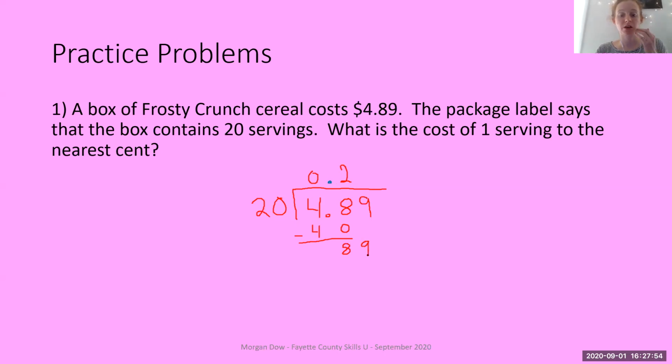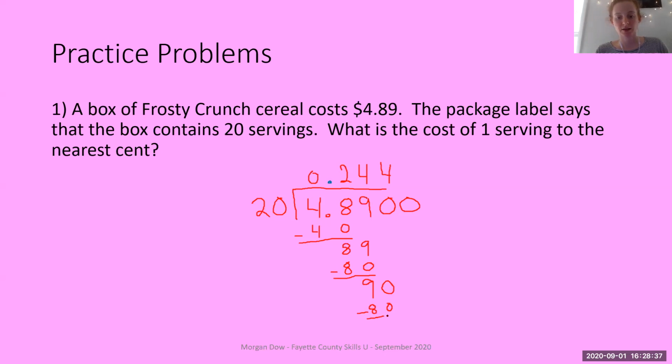How many times does 20 go into 89? It goes in 4 times. 4 times 20 is 80. Subtract. 9 left over. So we need to keep dividing. In order to keep dividing, we need to have numbers to bring down. So we add some zeros here to work with. You add as many zeros as you need. Just keep adding them. So now I bring down the 0. How many times does 20 go into 90? It goes in 4 times. 20 times 4 is 80.